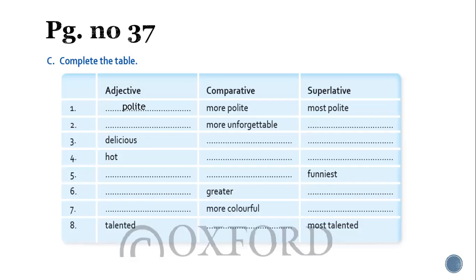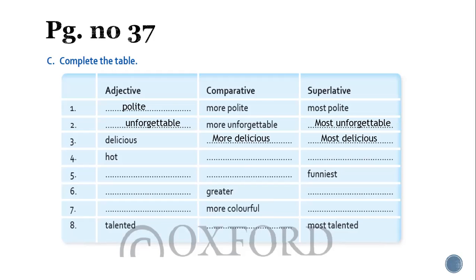So, which is your adjective here? Your adjective is unforgettable. And what will be the superlative? More. Then what will you use for superlative? Most. So, most unforgettable. Delicious. So, here you cannot say deliciouser, right? Like that you cannot add er. So, what will you add? You will add more delicious and superlative will be most delicious.